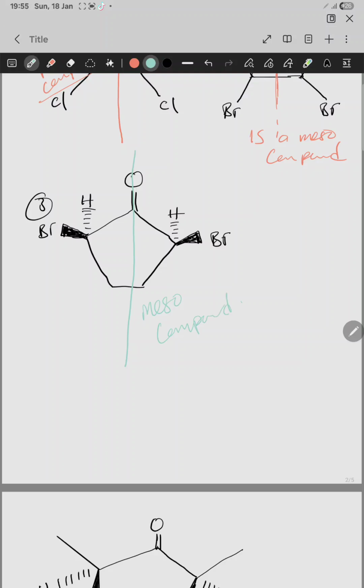So you should make sure that if you have chiral centers, what is at this chiral center is the same as what is on that other chiral center, and the attachments should be the same. Also, the arrangement of those atoms should be in the same direction. But if one is in a different direction, then you cannot have that molecule be a meso compound. Okay, so that's how you identify that this particular compound is a meso compound.